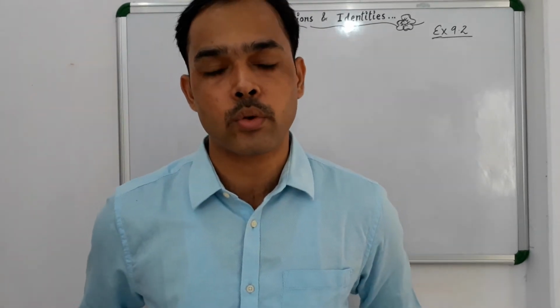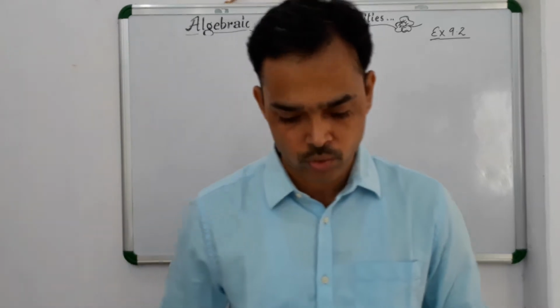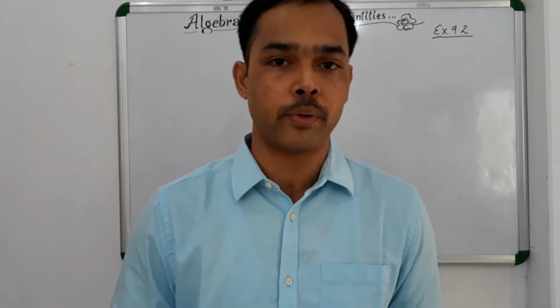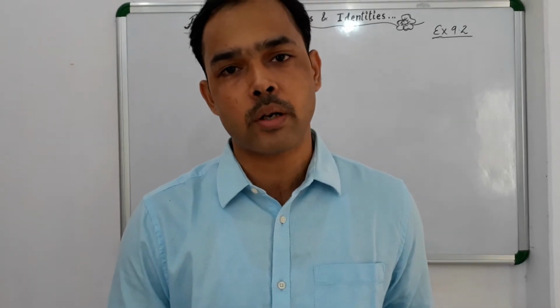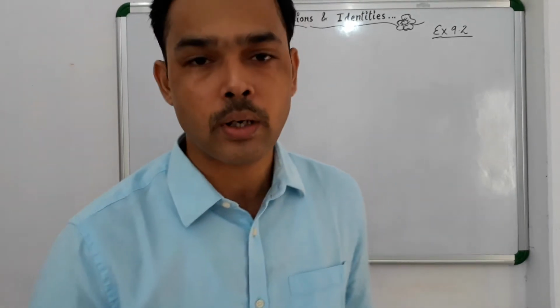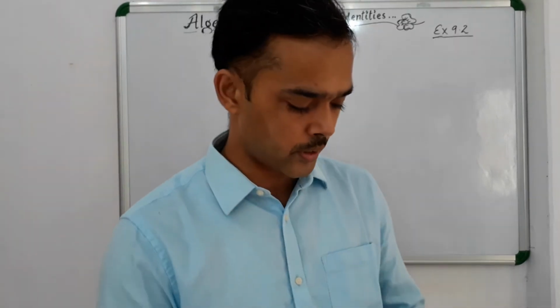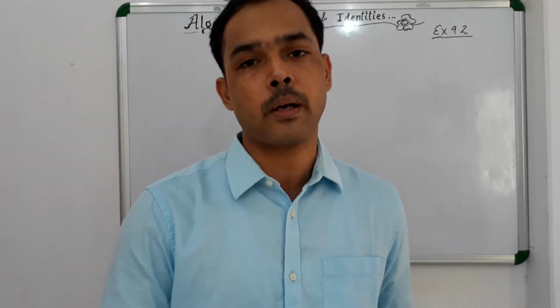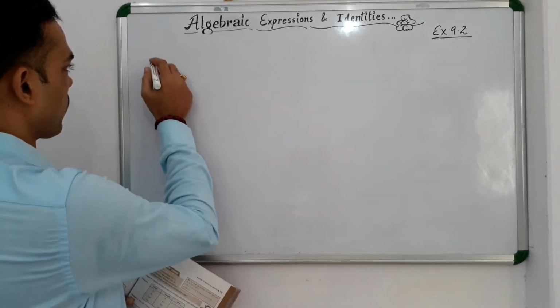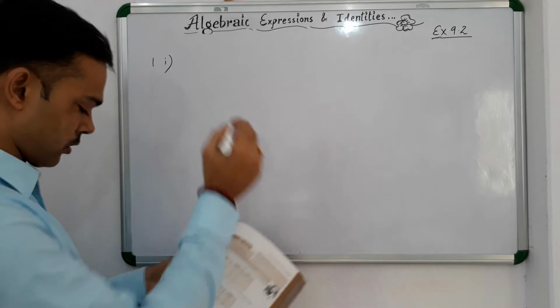Jai Hind students. The exercise that we are going to begin today is exercise 9.2, where we will multiply a monomial by a monomial. And as I have already told, a monomial is a polynomial in which there is only one term. Okay. So now let's do the questions based on that, where we will be multiplying a monomial by a monomial. Now, in this, let us do question number 1 and first part of it.